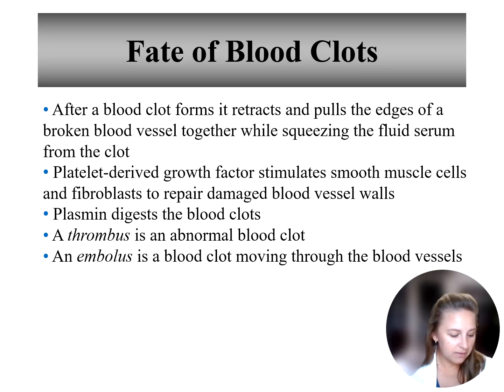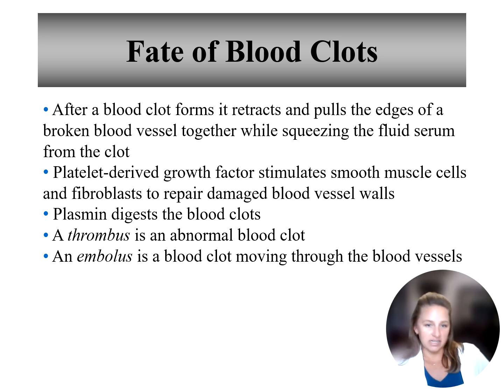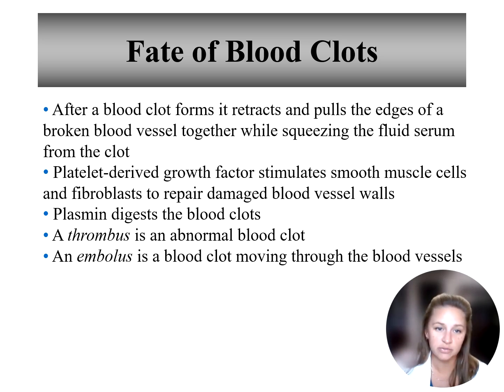So once you've made this fibrin clot, there are a few different things that can happen. The clot can retract and pull away from the edge of the blood vessel, and it can be digested, or it can form either a thrombus or an embolus. A thrombus is an abnormal blood clot. An embolus is a blood clot that's broken off and now it's moving through the blood vessels. So you've heard of pulmonary embolisms or thrombus. These can be very dangerous. They can cause heart attacks or stroke when they are moving through blood vessels they're not meant to be moving through.